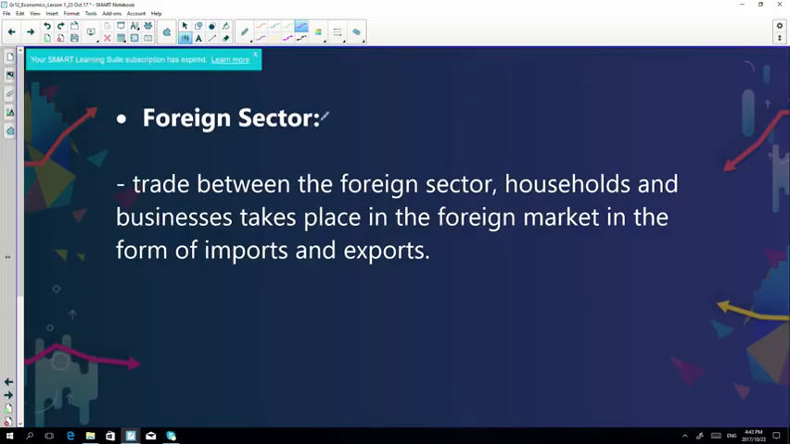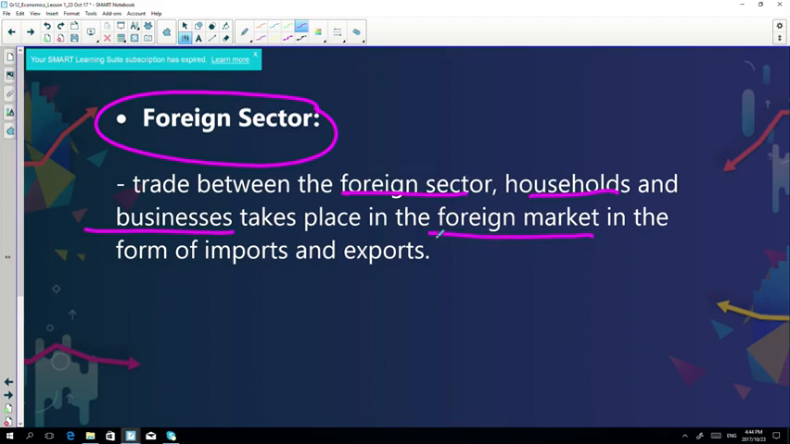In the foreign sector, we have trade between the foreign sector, the households, and the businesses. So there are three participants that interact in this particular sector, and this takes place in the foreign market in the form of imports and exports. Remember, when you import, you bring products into the country, and when you export, you sell products to other countries as well. So let's look at this concept of import and export.